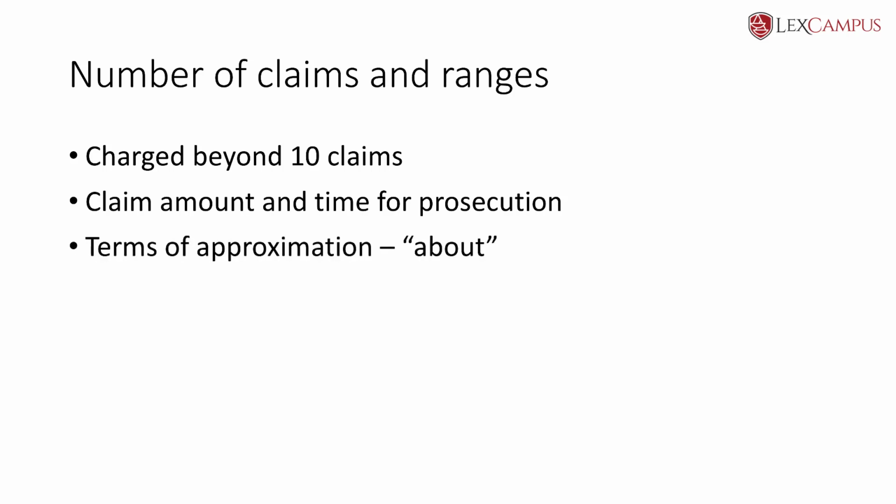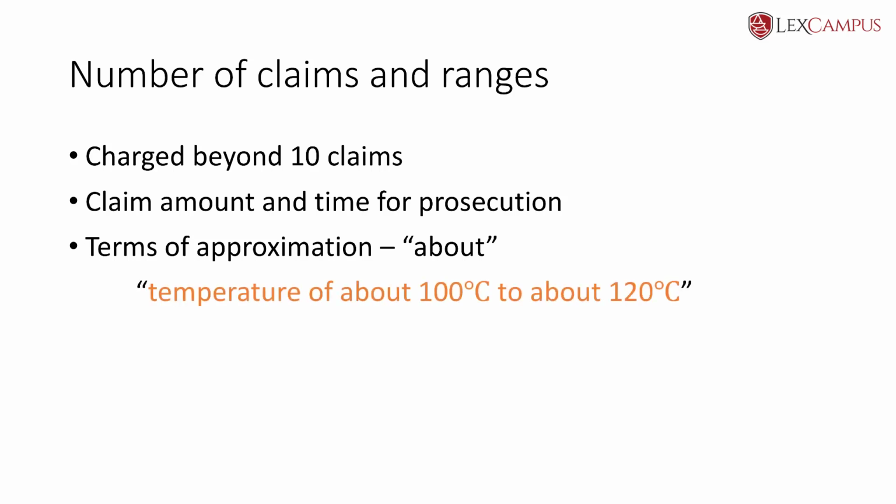For numerical ranges, it is advisable to use "about" because in some cases, you're not exactly sure about the precise number at which a particular thing happens. For instance, temperature of about 100 degrees centigrade to about 120 degrees centigrade because the reaction may happen before 100 or even before 120 or soon after 100. So if you're not sure about where the reaction is happening, then you could use an approximation.